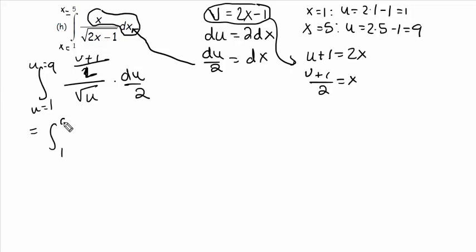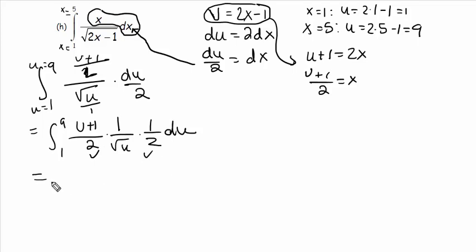So this will seem messy, but what I'm going to remind you of is that sometimes multiplying by the reciprocal is not a bad idea. So I'm going to rewrite that as square root of u over 1, and then multiply by 1 over the square root of u, and then 1/2 du instead of du over 2. Now, I'm going to bring out the 2 times 2, so that's a fourth. Integral from 1 to 9 of u plus 1 over the square root of u du.